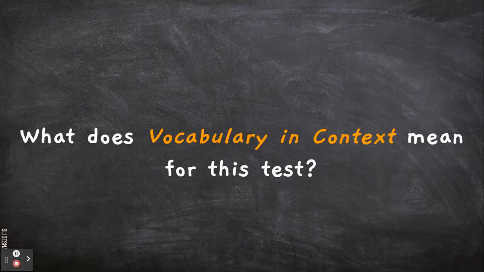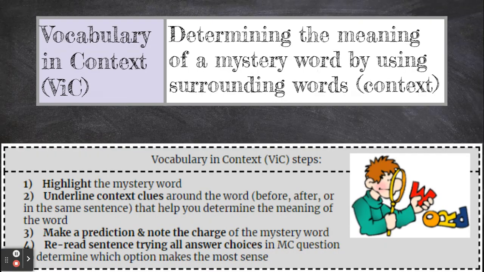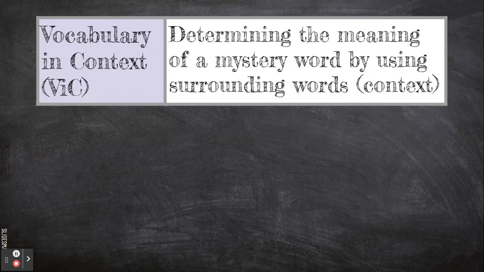What do we mean when we say vocabulary and context? That means the skill of determining the meaning of a mystery word by using the surrounding words, or context. Some tips for that: try to highlight the mystery word, find surrounding context clues that can help you figure out what that mystery word means, make predictions, and reread the sentence, trying out all the answer choices. Process of elimination, test all the options, see what makes the most sense.